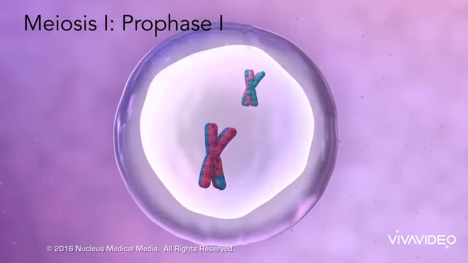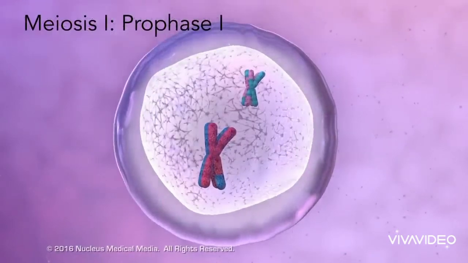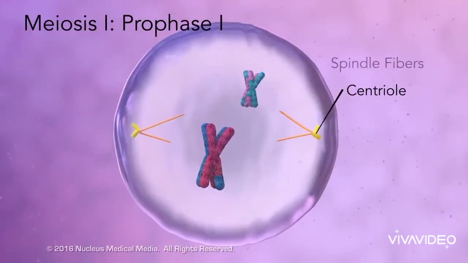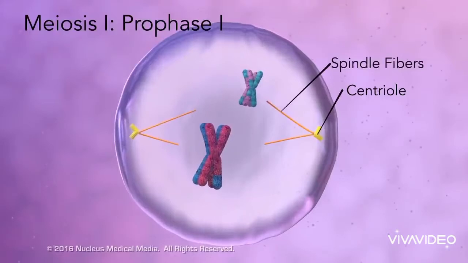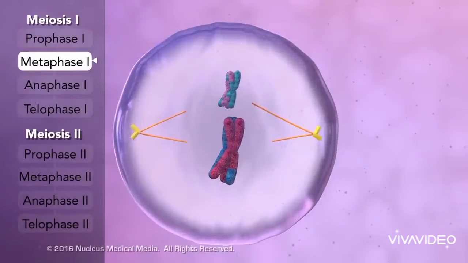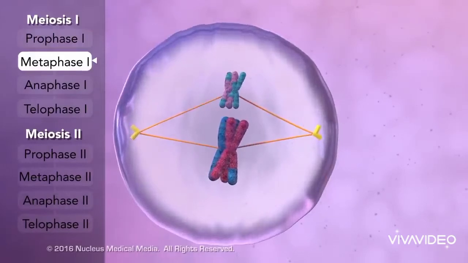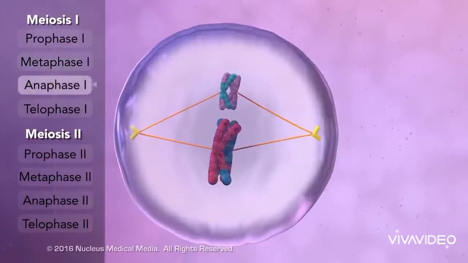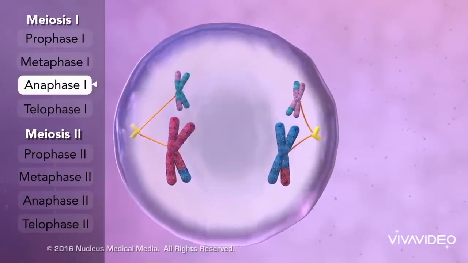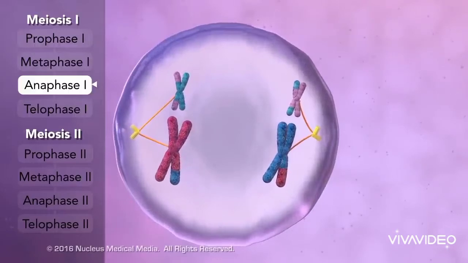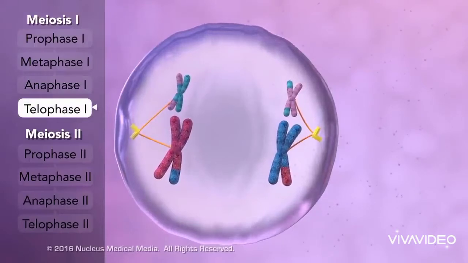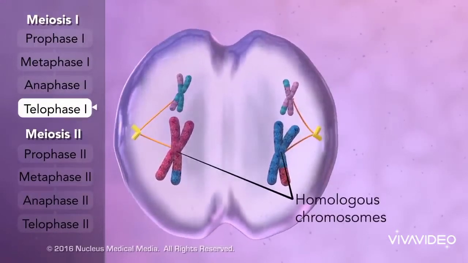Continuing on with prophase I, the nuclear membrane disappears. The centrioles move to opposite ends of the cell and spindle fibers fan out from them. Next, in metaphase I, the homologous chromosomes line up at the equator and attach to spindle fibers from opposite poles. During anaphase I, spindle fibers separate the homologous chromosomes in each tetrad and pull them to opposite poles of the cell. The cell enters telophase I with one chromosome from each homologous pair at separate poles.